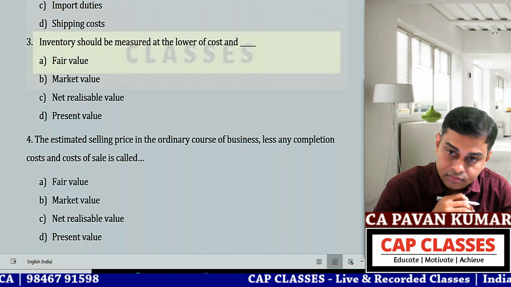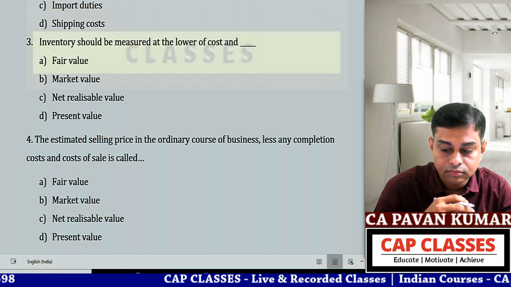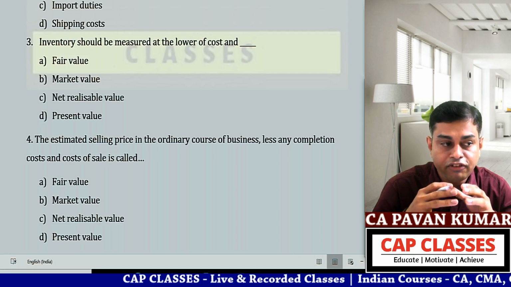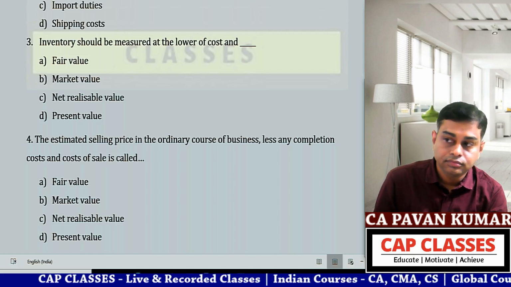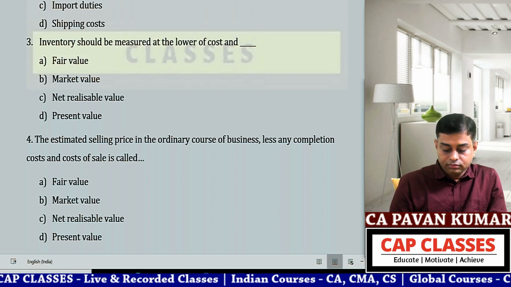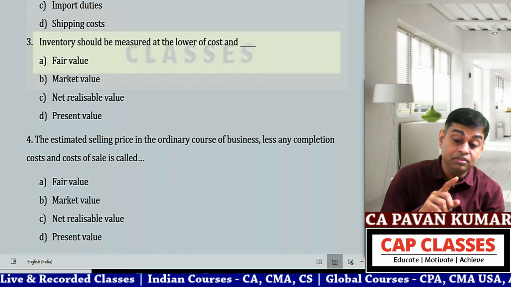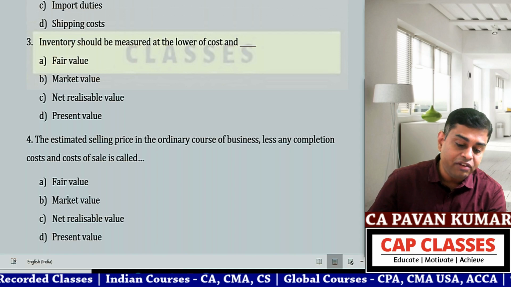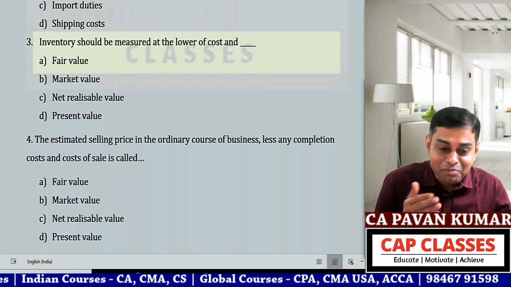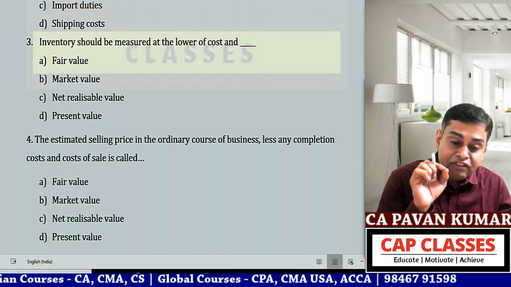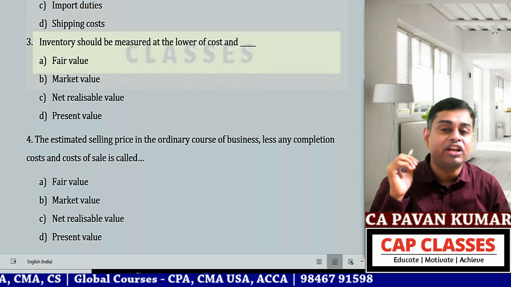Fair value means the arm's length price, where transactions happen between knowledgeable parties. The inventory need not necessarily be sold at fair value, sir. No, I told you a different dimension of the distinction between fair value and net realizable value. Fair value is market driven value, whereas net realizable value is entity specific value.